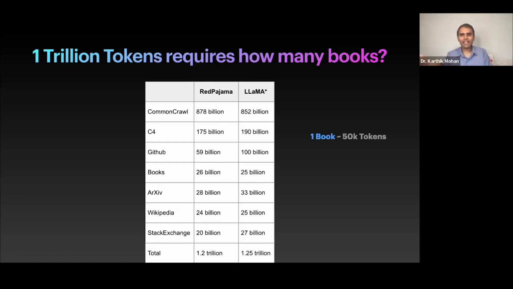One book is about 50K tokens, roughly 50,000 words. 1 trillion tokens is 15 million books. So if you think about how much data is large, it's 15 million books worth of data to even generate 1 trillion tokens. Maybe even more.